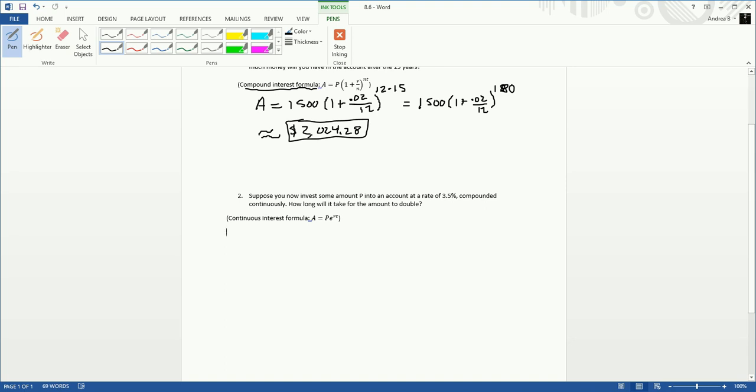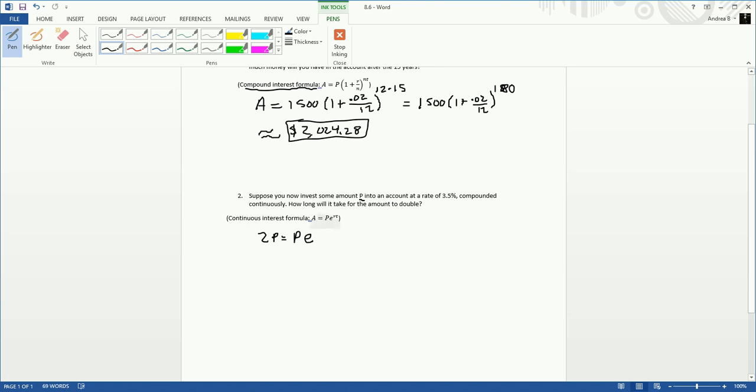For number 2, suppose you now invest some amount P into an account at a rate of 3.5%. This time we're compounding it continuously. We want to know how long will it take for the amount to double. So if we want that amount to double, that total amount, that means we'd have 2P is equal to P, because P is the amount that was invested in this case, and we did the 2P because that's 2 times that amount, because we're doubling it.